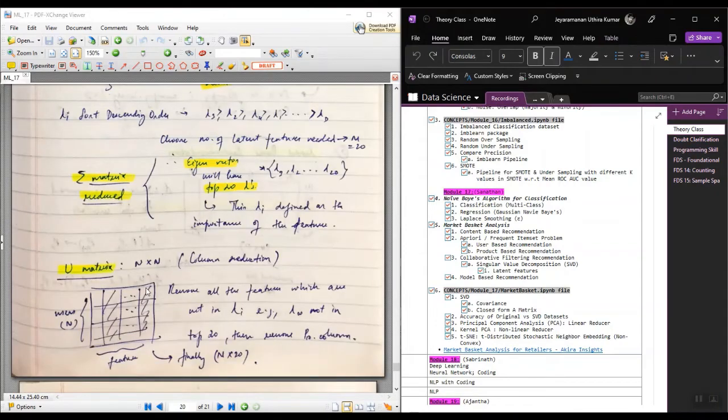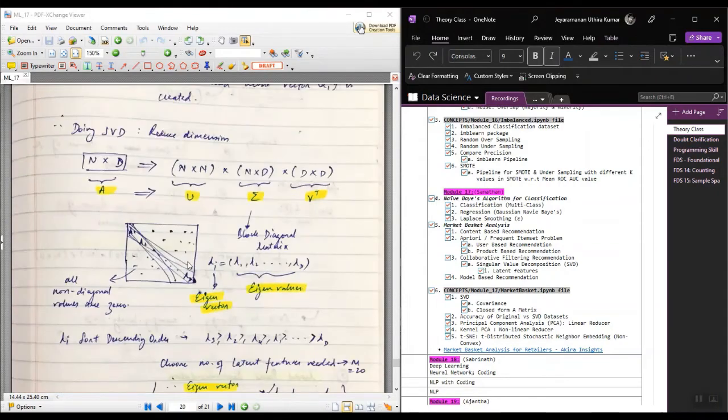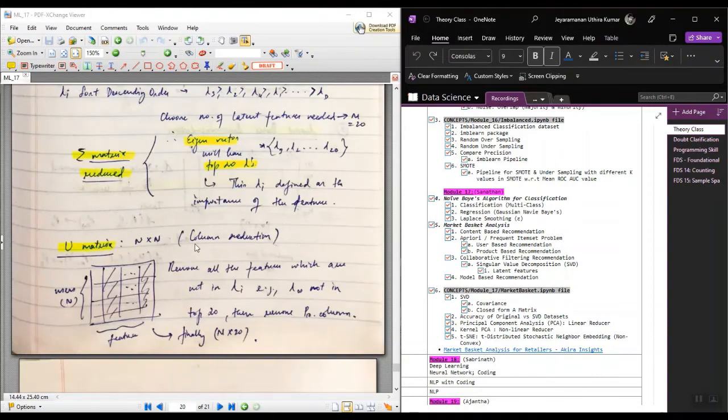So what we do is, in the U matrix, we will take out all the columns which are not in the lambda. Let's say here lambda 10 is not there. Lambda 10 is not in the top 20. That means you will take out the 10th column, and all those columns will be taken out. Only an n times 20 matrix will remain. So we are reducing the U matrix.